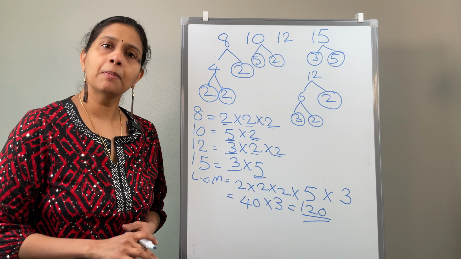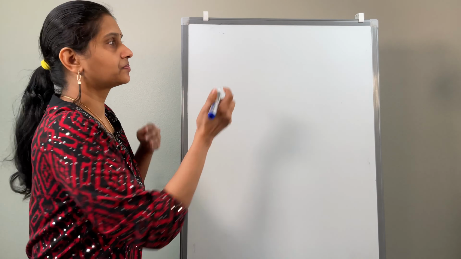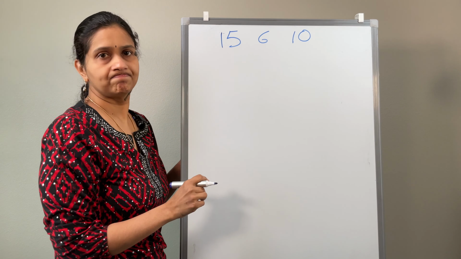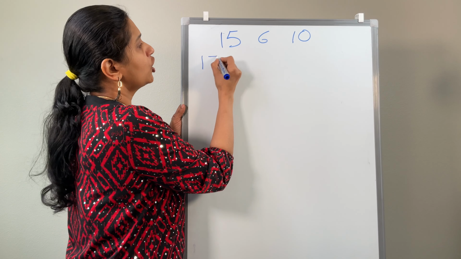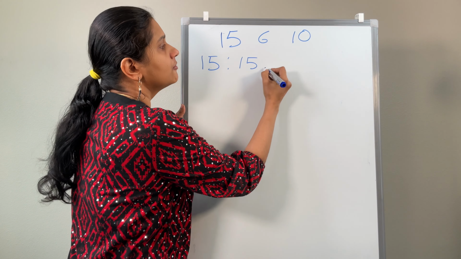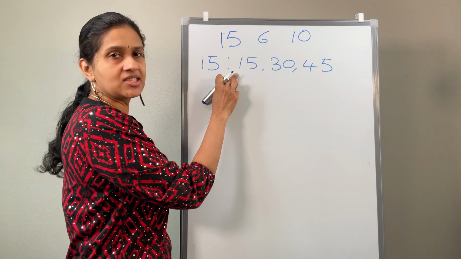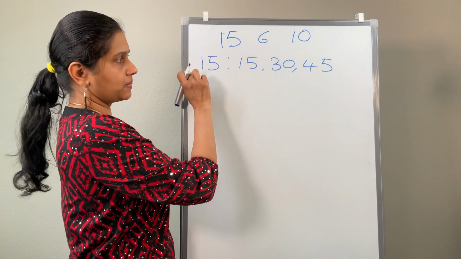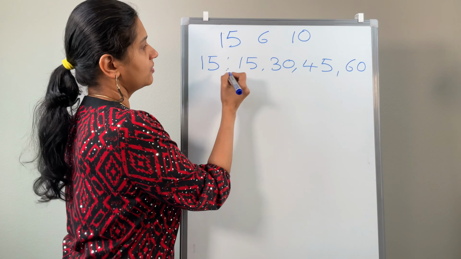Now we will be seeing it by listing the multiples of the numbers. We will see an example. Let us consider 15, 6 and 10. So I am going to list the multiples of these numbers. What are all the multiples of 15? 15 times 1 is 15, 15 times 2 is 30, times 3 is 45, or else you can simply add: 15 plus 15 is 30, 30 plus 15 is 45, 45 plus 15 is going to be 60. Like that also you can write. Now, let us stop there.